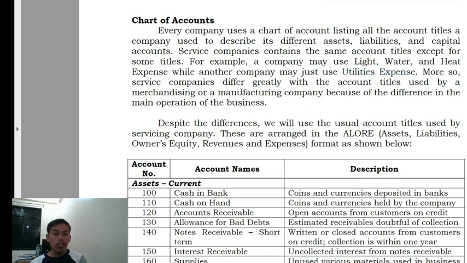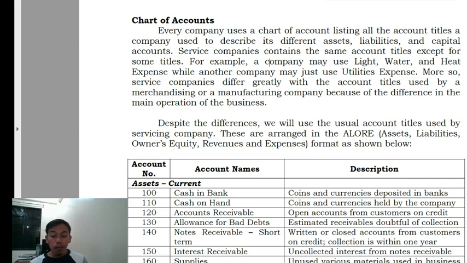More so, service companies differ greatly with the account titles used by the merchandising or manufacturing company because of the operation of the business. Kapag merchandising, manufacturing, meron kang purchases, meron kang sales. But for servicing business, wala kasi tayong binibenta na goods. What we are selling is our service. So you would have service income.